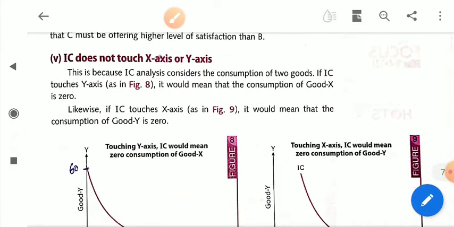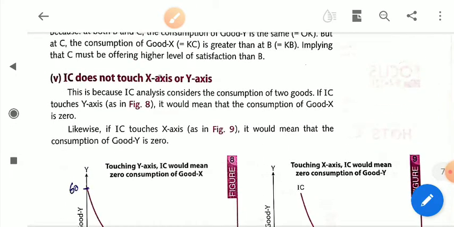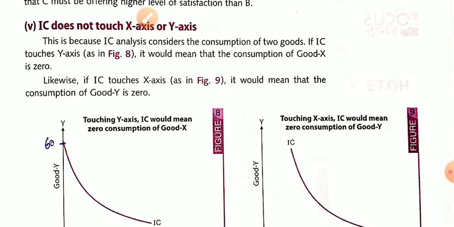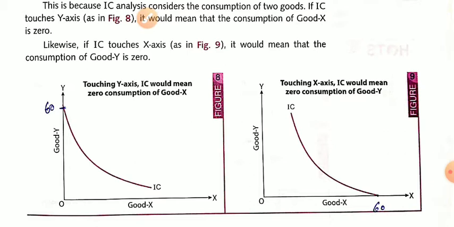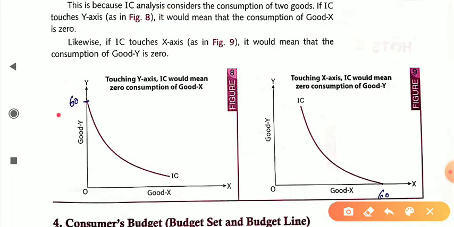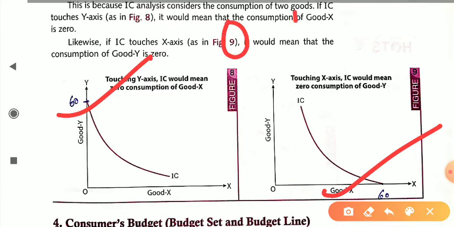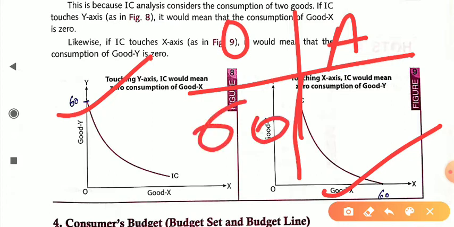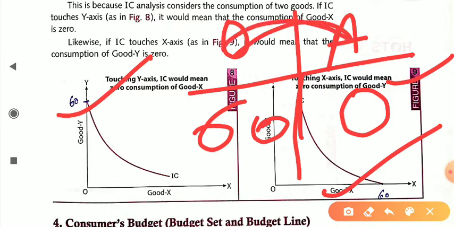Okay student, and the last property of indifference curve is that an IC does not touch the x-axis and y-axis. This is one of the important points you have to keep in mind. This is because we all know that an indifference curve is a combination of two commodities, like orange and apple. If your indifference curve touches the y-axis, suppose you are consuming 60 units of good Y and in the case of apple you are consuming 0 units, it is not possible, because there should be a certain amount. That's why it shows the combination of two goods.